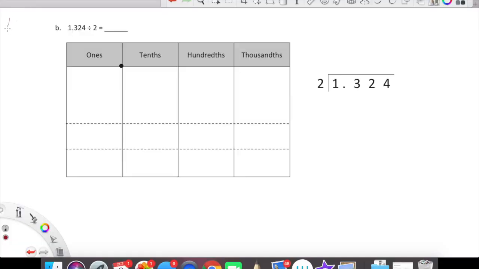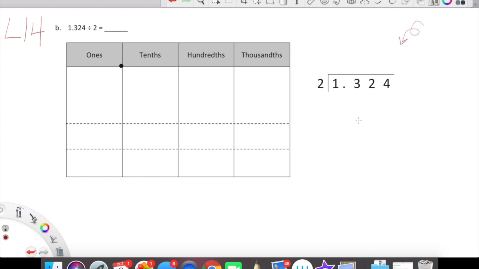Here we go, guys. We are in lesson 14, and we are going to be doing the standard algorithm alongside modeling. Are we going to model every single problem for the rest of our lives? No, but this modeling is an awesome way for us to really understand this process. And this is indeed a process.